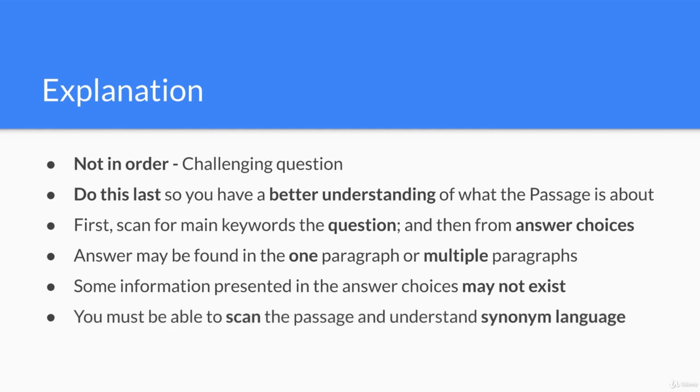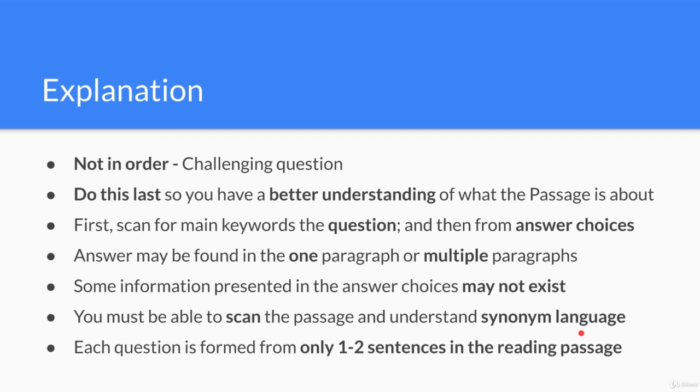Next, you must be able to scan the passage. We've talked about this for every question type that we've discussed so far. This is an absolutely essential skill to getting a high score on the reading section. So you have to be able to scan the passage and you have to be able to understand synonym language.